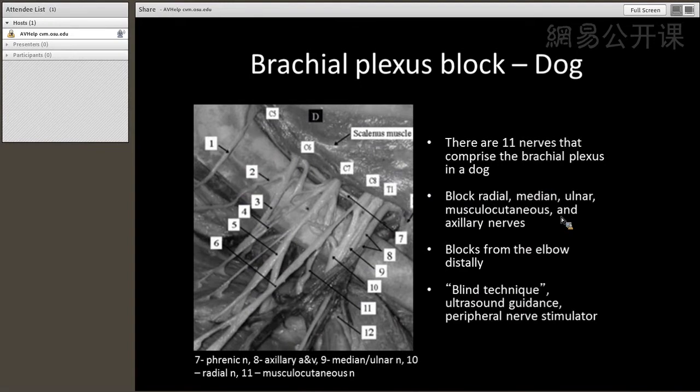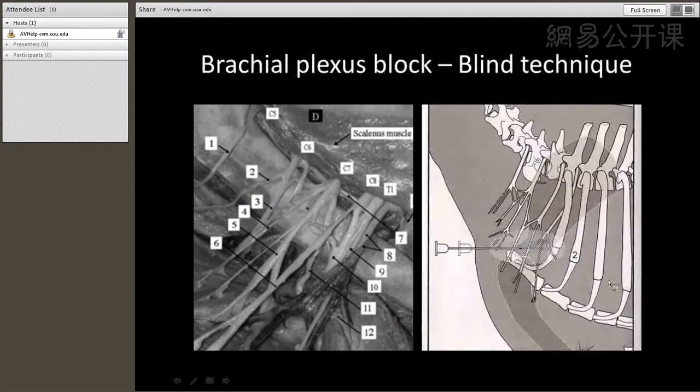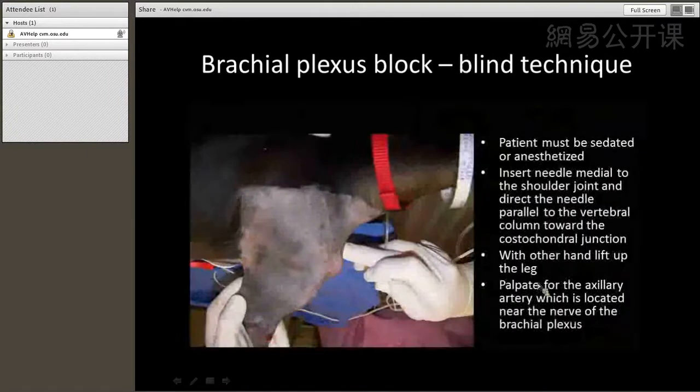There are 3 different basic techniques for doing this. One is what's called the blind technique. One uses ultrasound guidance, and the other uses a peripheral nerve stimulator. So it's really easy for me to say that performing a brachial plexus block is simple. And when you look at a diagram like this, it looks pretty simple. But when you look at this picture, you see that the brachial plexus is a lot more complex.